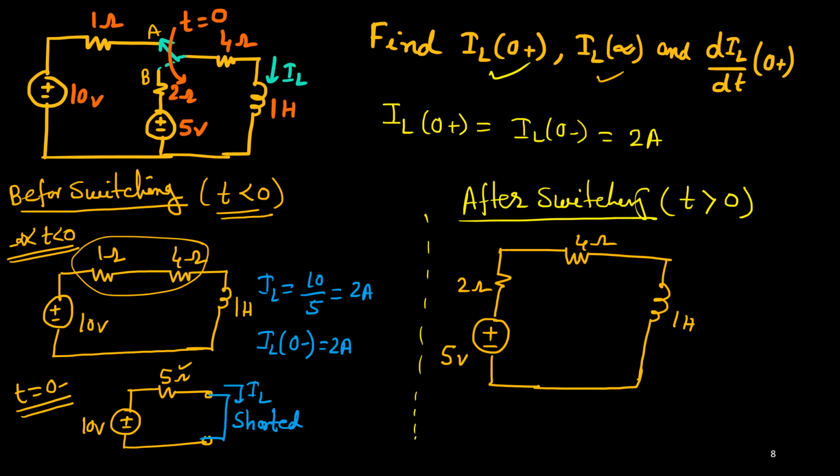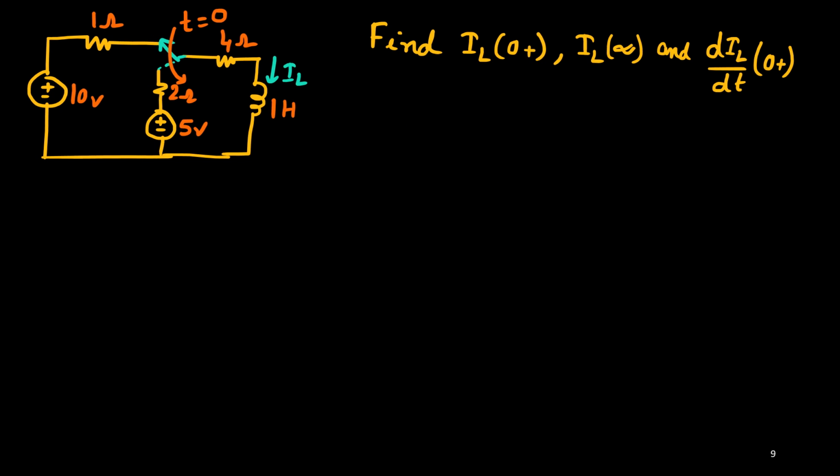So let us consider the next one. We'll consider particularly at t equals to infinity. What will happen, the circuit will be this one: it is 2 ohm, this is the source, then 4 ohm is connected, and the inductor will be considered as a short circuit element.